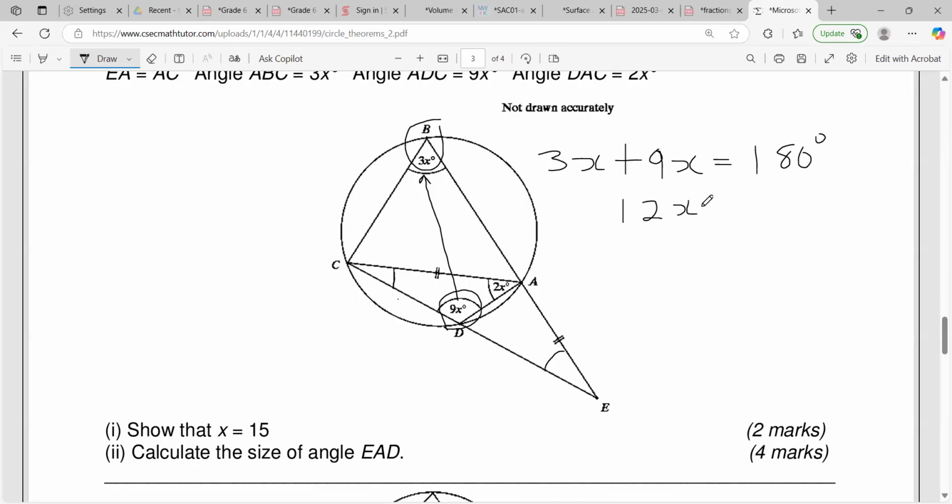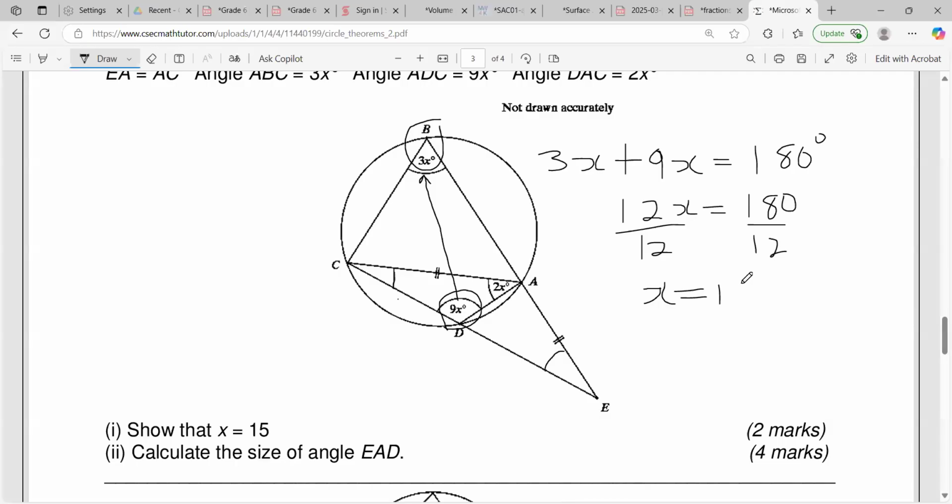They didn't ask us for the angle, they just asked us to prove that x is 15. And then we divide by 12. So that proves that x is 15, right? I could further prove it. If x is 15, I'll go on this one.